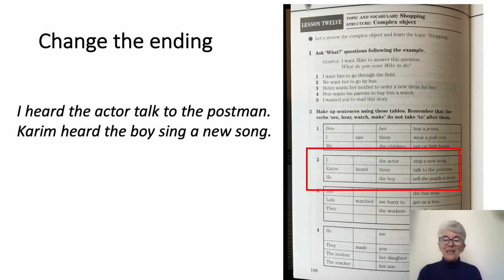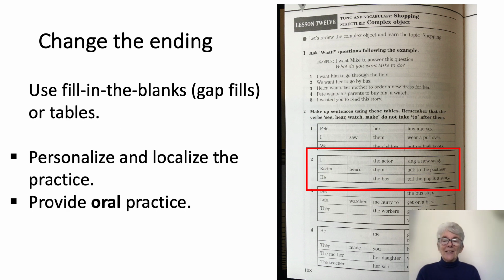The fourth activity can use either fill in the blanks or gap fills, as well as tables from the textbook. Here, the book is expecting that students will make sentences such as, "I heard the actor talk to the postman," or "Kareem heard the boy sing a new song." These sentences are not meaningful enough to stick in the students' minds. Let's see how we can personalize and localize such gap fills or activities with tables in order to give students more oral practice.